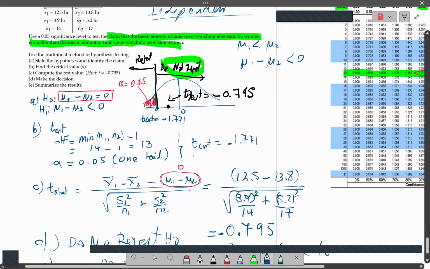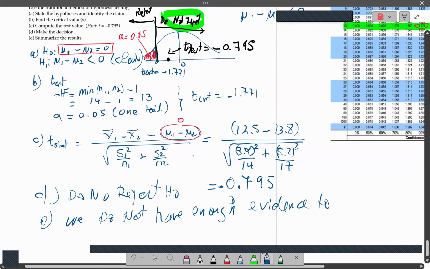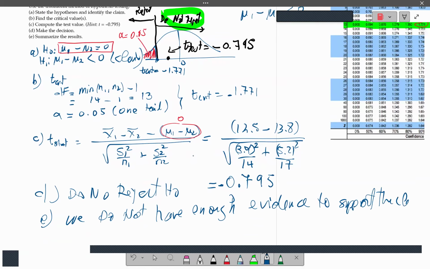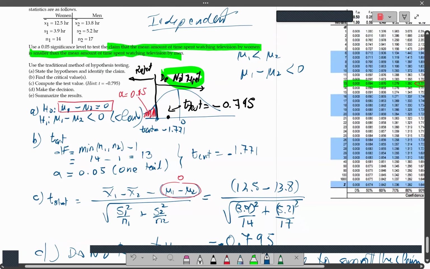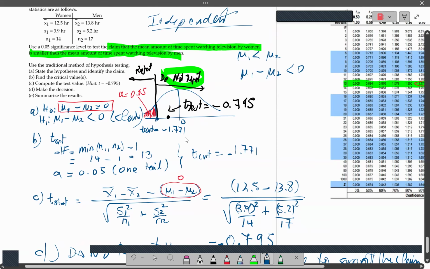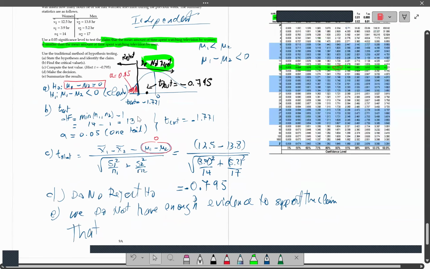By the way, which one is the claim? This one is the claim, right? We do not have enough evidence to support the claim. And again, if you want, you put what the claim is here: that the mean amount of time spent watching TV, and so on. Okay, I hope this really helps.